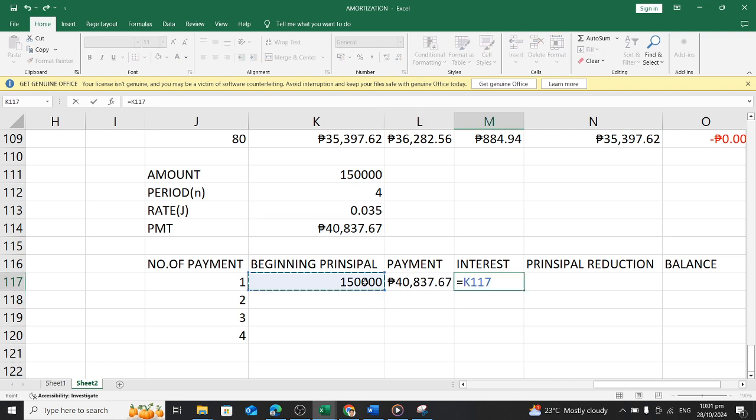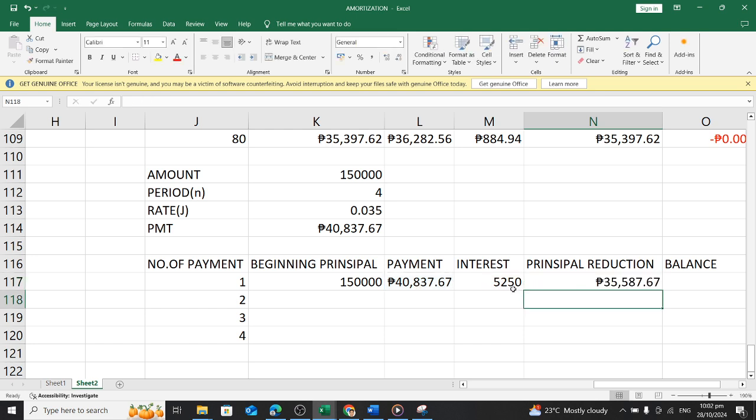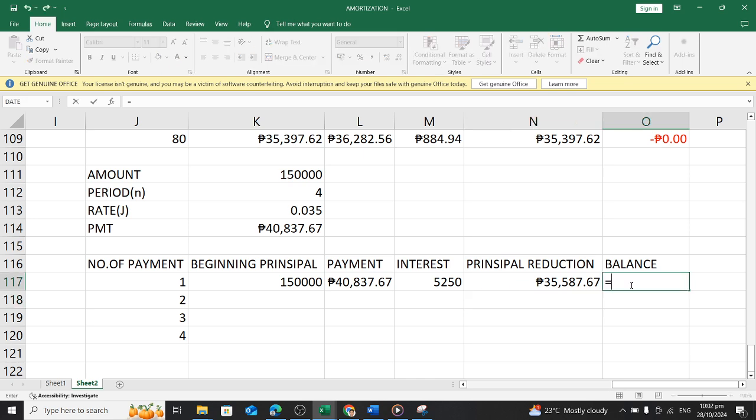What is our interest? You press our beginning principal, shift 8, that is times our rate. Since our rate is again constant, press dollar sign before K, and dollar sign before 113. Press enter. Now to solve for our principal reduction, payment minus our interest. And to solve for our balance, beginning principal minus our reduction. Okay, that is our balance now.